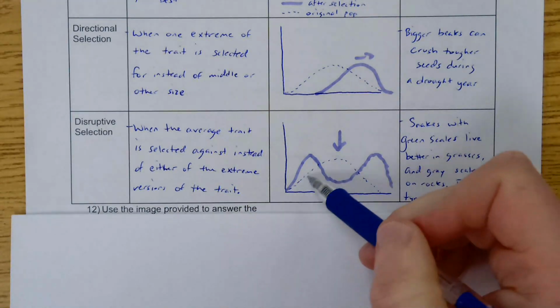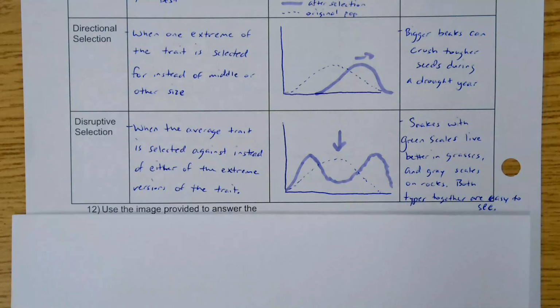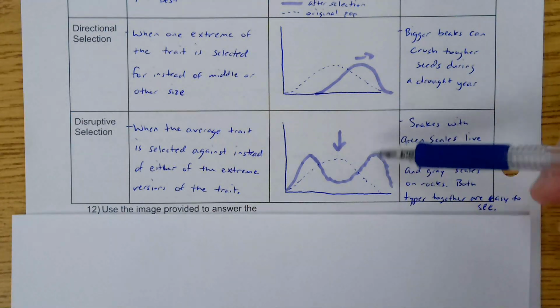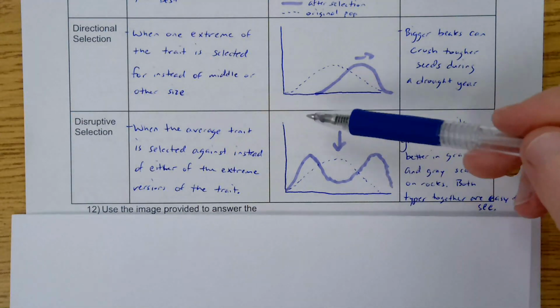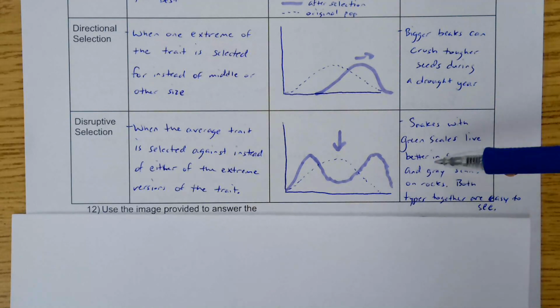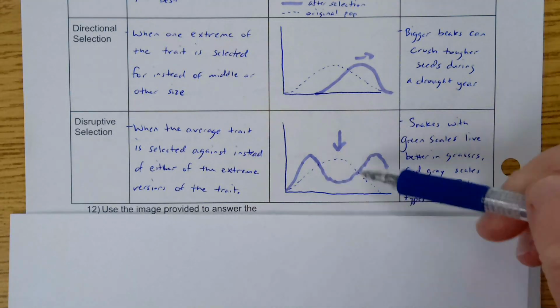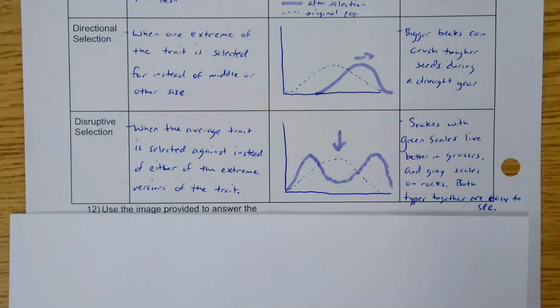And so when we see disruptive, we're talking about the middle, the averages being broken apart. Basically, we're splitting the species in half. And that does happen. Sometimes a species gets split in half, and one goes one way and the other goes the other way, and you end up with two completely different species.